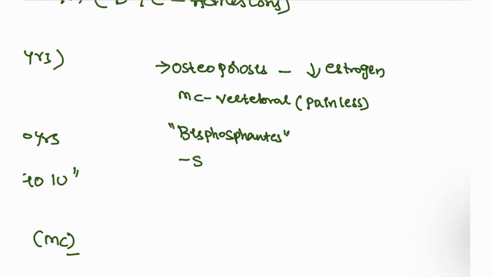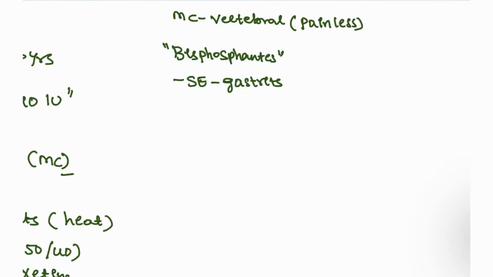But these are associated with side effects such as gastritis. Also, over time when you give these drugs, they can be associated with atypical fractures. Atypical fractures are seen with bisphosphonates, right? For that reason we are going to give other drugs, and the treatment of choice then will be teriparatide.